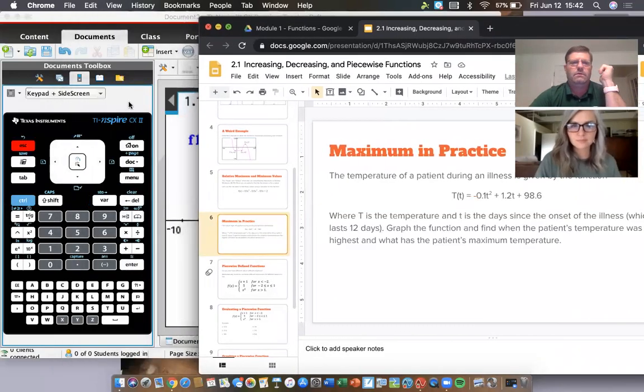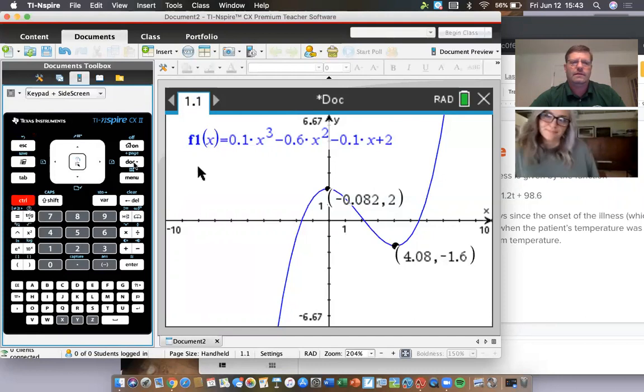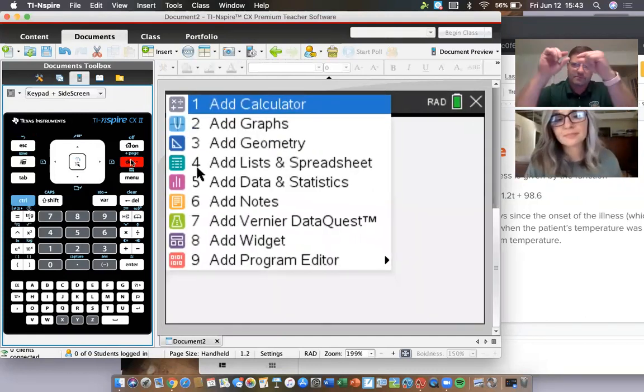Okay? So we have a function, and I'm going to do the same thing I did a moment ago and type it in. Now, notice I have a little tab that says 1.1. On the Inspire, we call that a page, okay? And we're going to make another page. To do that, I want to insert a page. You see plus page right here in blue. To access that, I need to press the button that's blue. Depending on the calculator model you have, it might be yellow, but it's the button that says control, and then I hit that doc button that has plus page above it, and I can insert a new graph.